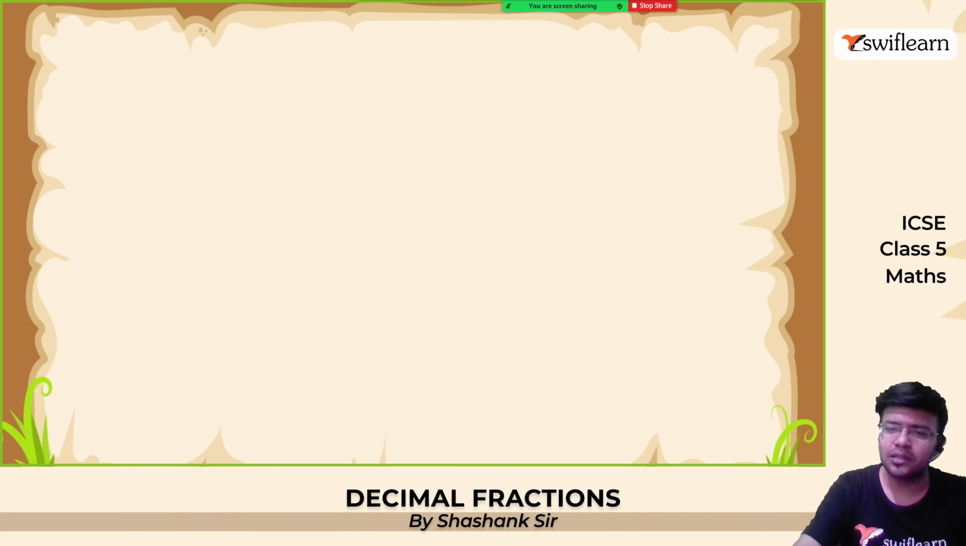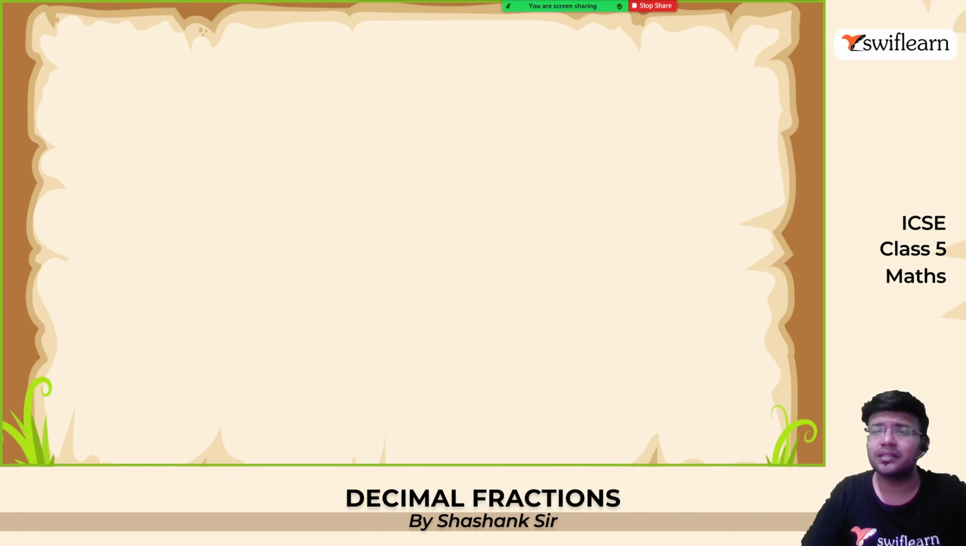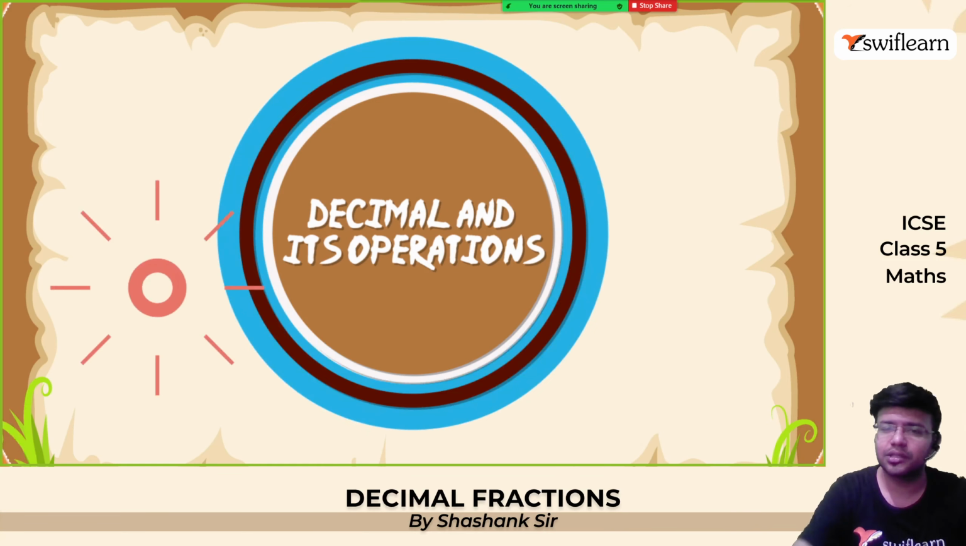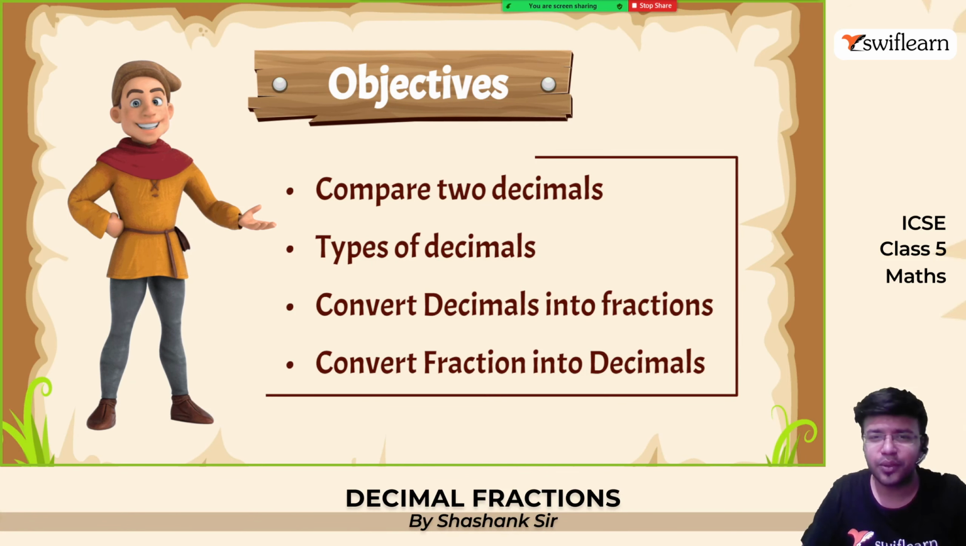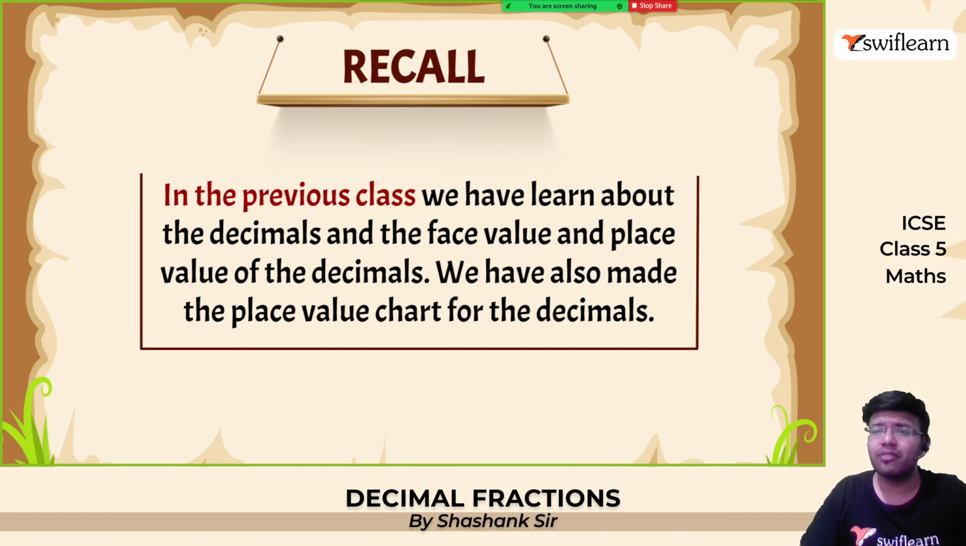I am Shashank Sir. And today I will be teaching you the second part of the topic, decimals and its operations. So yes, the objectives of today's class will be: we are going to compare two decimals, we are going to study different types of decimal numbers, and we are going to convert decimal numbers to fractions and fractions to decimal numbers. In the previous class, we learned about decimals and the face value and the place value of decimals. We've also made a place value chart for decimal numbers.